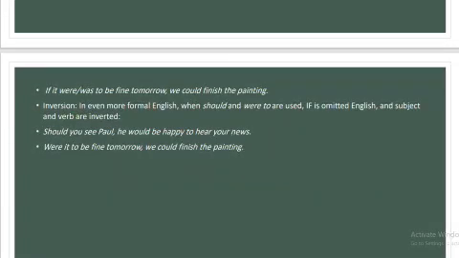These are more explanations and more examples about should. If it were or if it was to be fine tomorrow, we could finish the painting. Look at the inversion in even more formal English. When should and were to are used, if is omitted. If is omitted, and subject and verb are inverted. Should you see Paul, he would be happy to hear your news. And were it to be fine tomorrow, we could finish the painting.